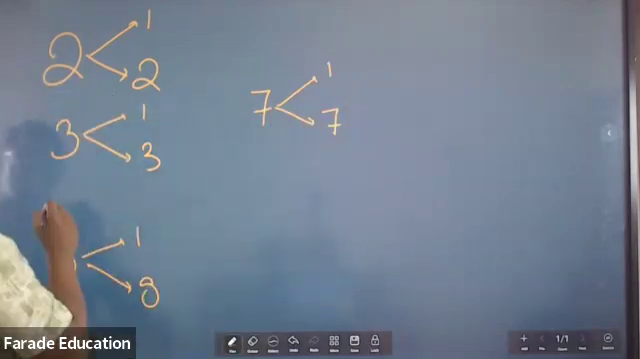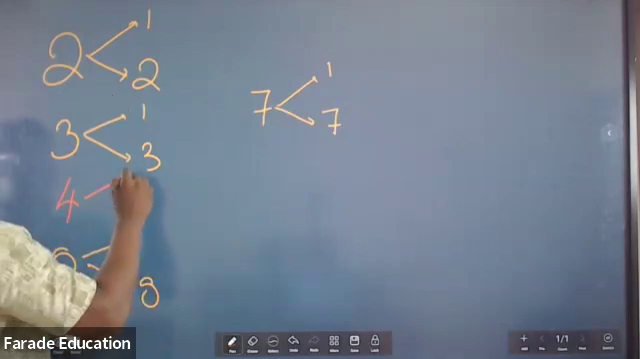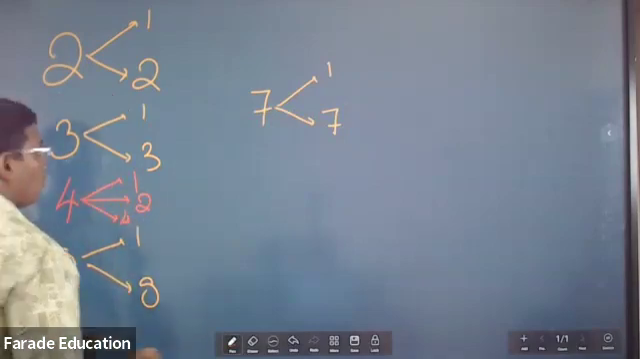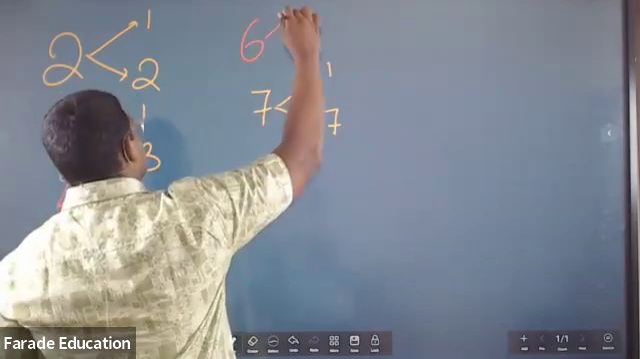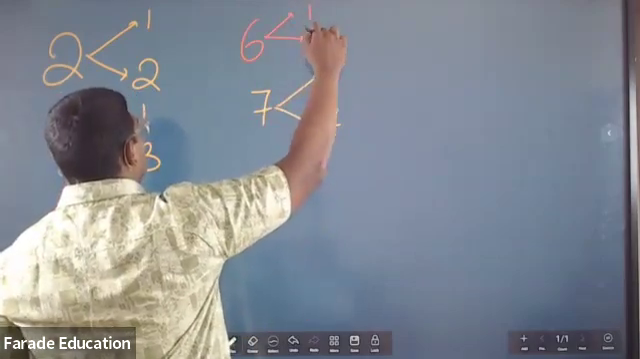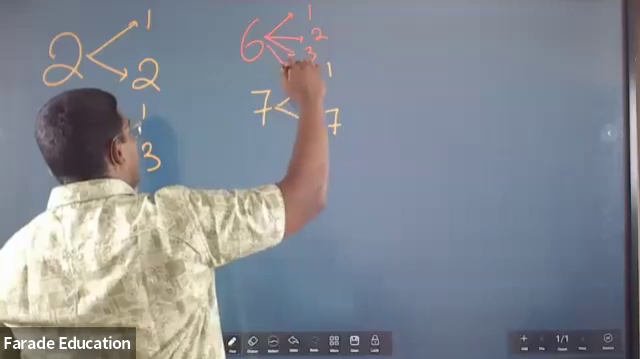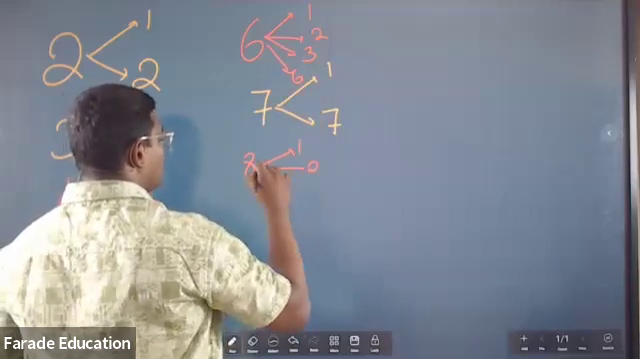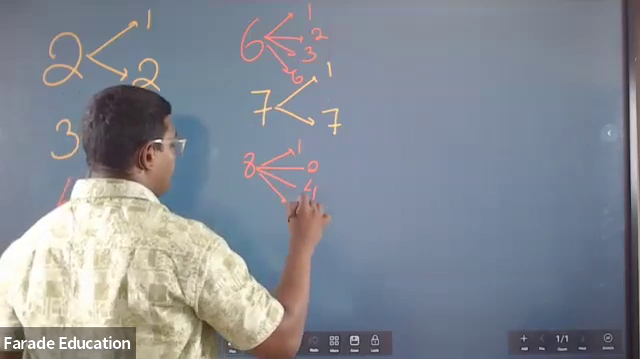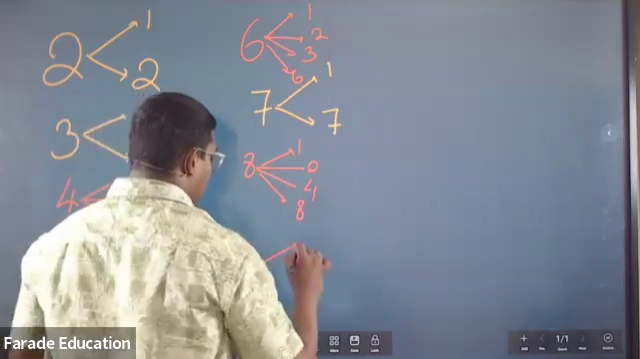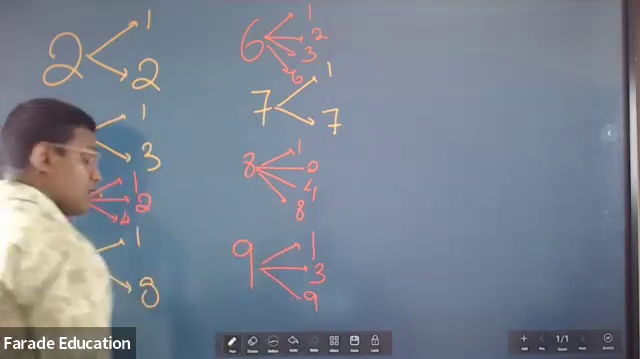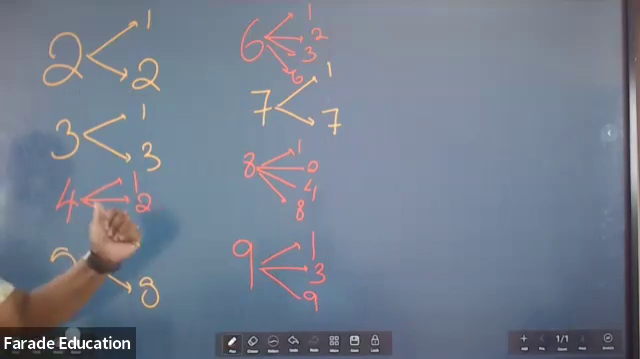The numbers which are not prime numbers: 4 can be divided by 1, 2, and 4. 6 can be divided by 1, 2, 3, and 6. 8 can be divided by 1, 2, 4, and 8. 9 can be divided by 1, 3, and 9. Prime numbers are in orange. The other numbers are in red.